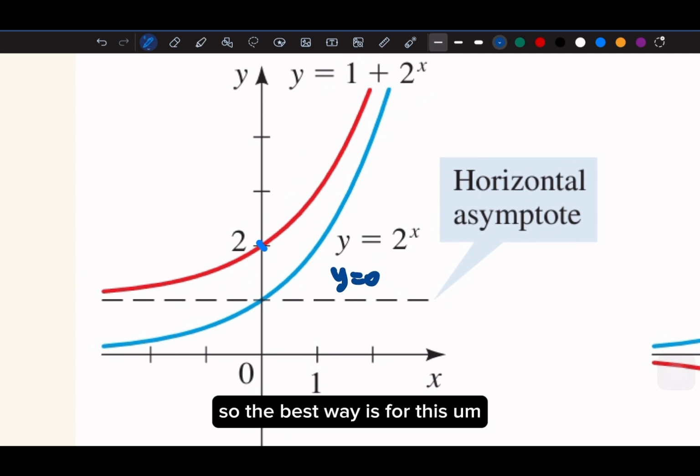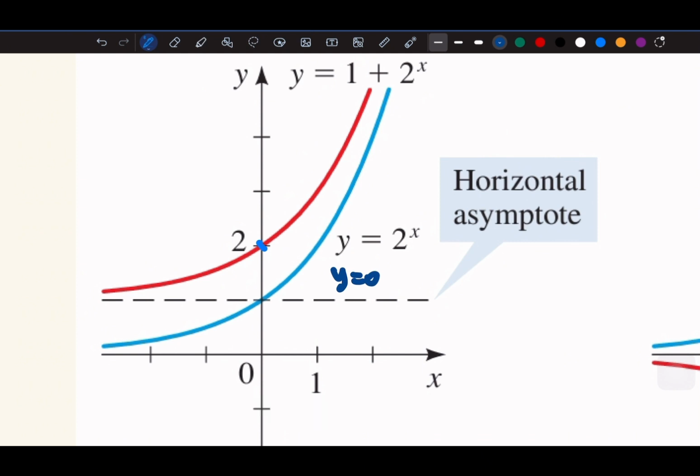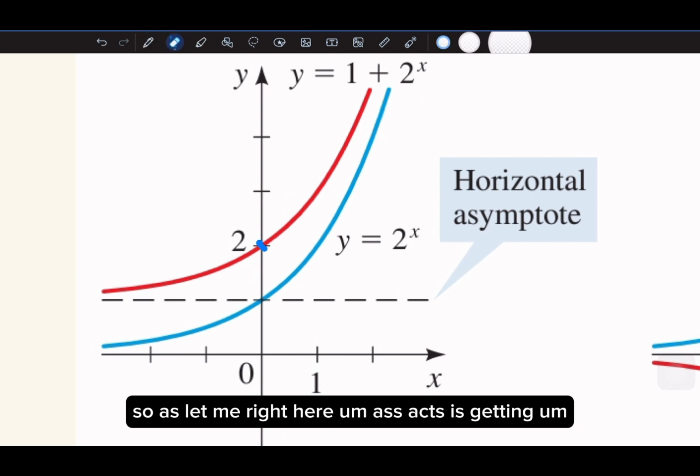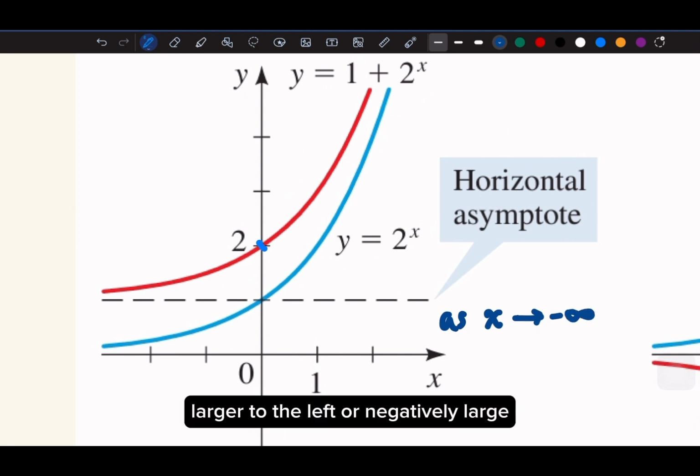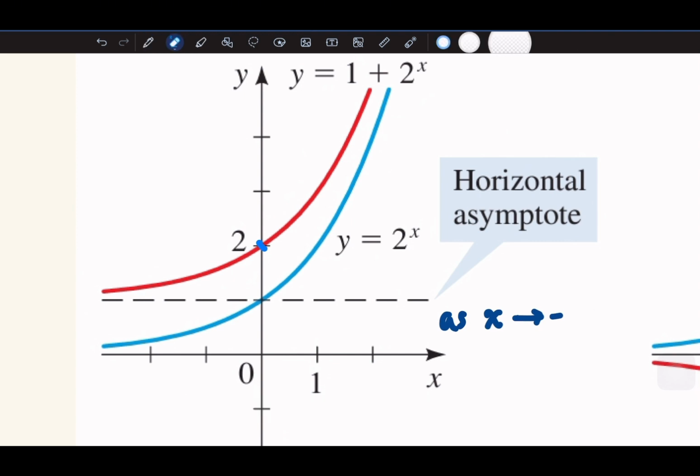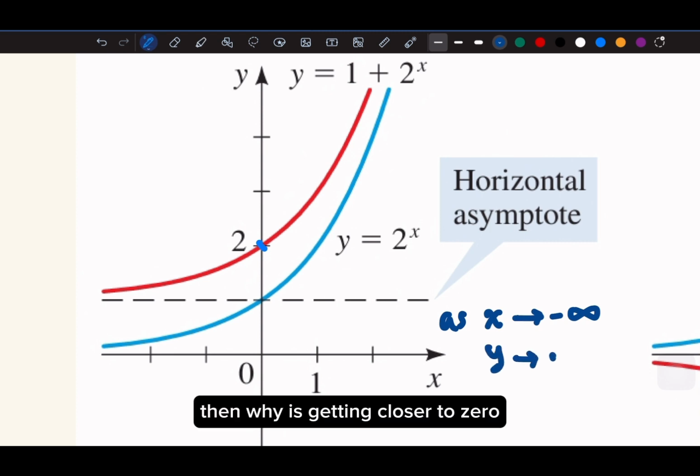Okay. So the best way for this setup is, let me write here, as x is getting larger to the left, or negatively large, then y is getting closer to 0. Okay, so I didn't write a limit, right? So I can write it like this.